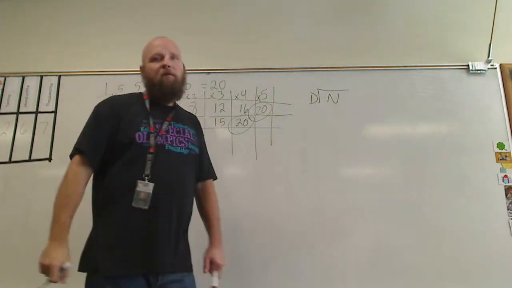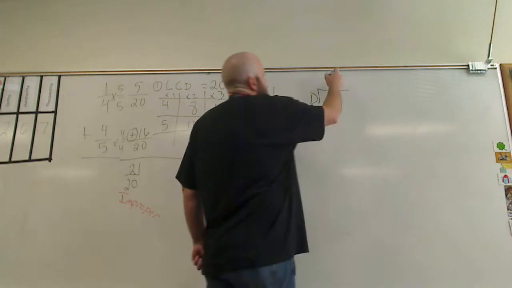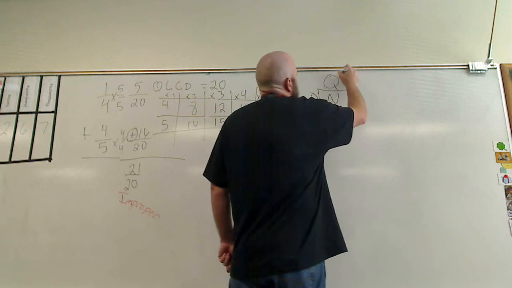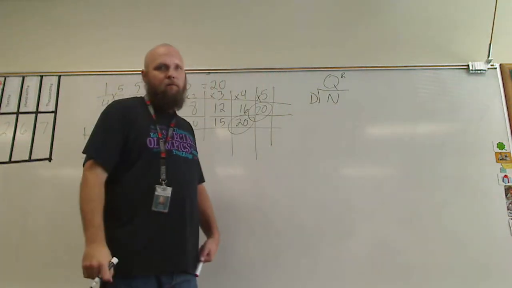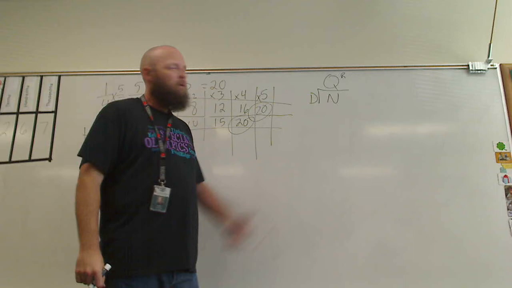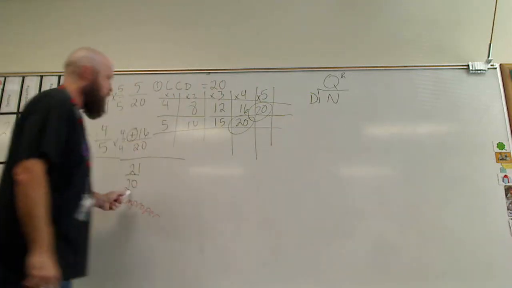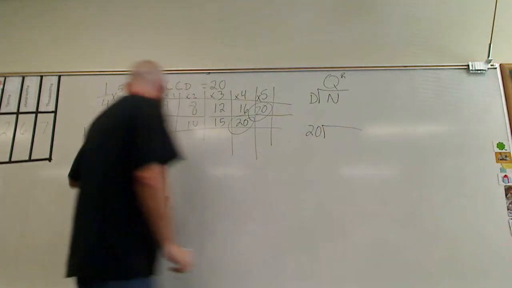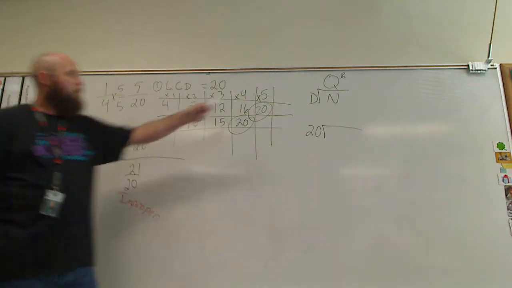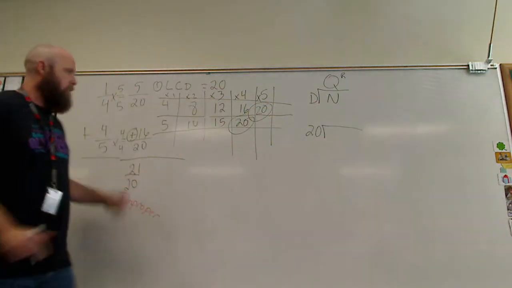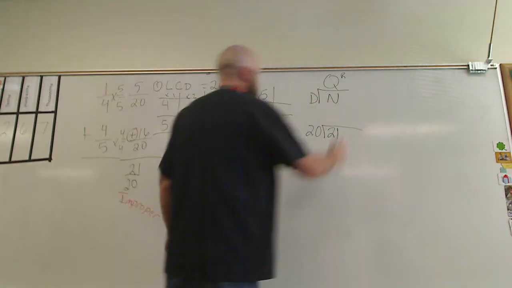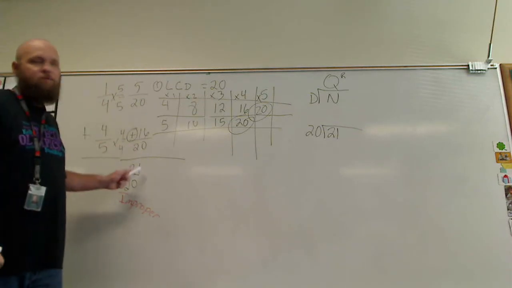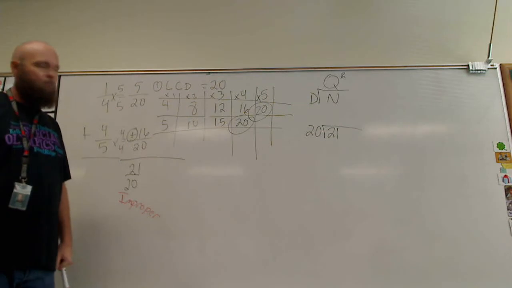You divide the denominator into the numerator. When you do that, you're going to get a quotient, and you're going to get a remainder. Once you've done the division, all you have to do is replace. My denominator here is 20. My numerator here, and that's what goes on the inside because that's what it says, is 21. I'm just replacing the letters with the numbers where they match up.